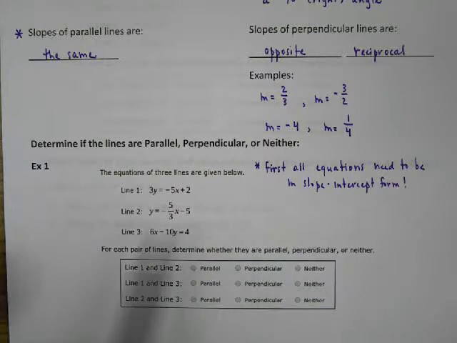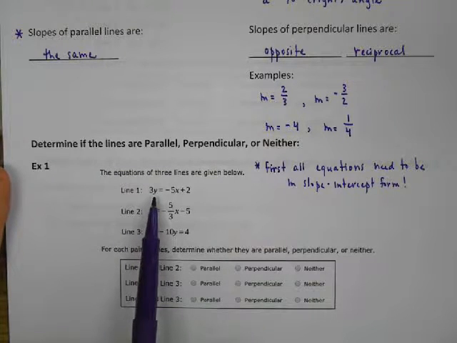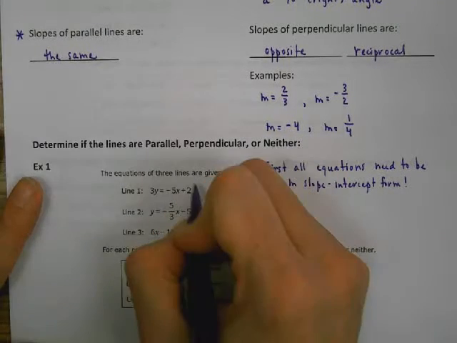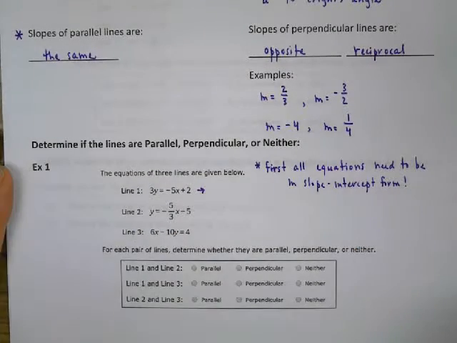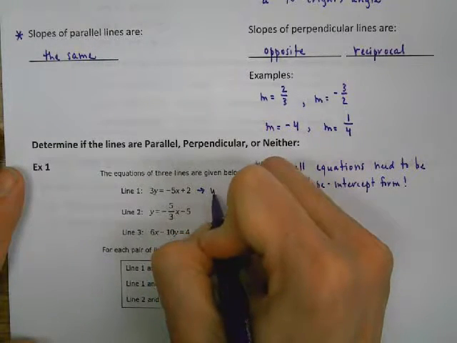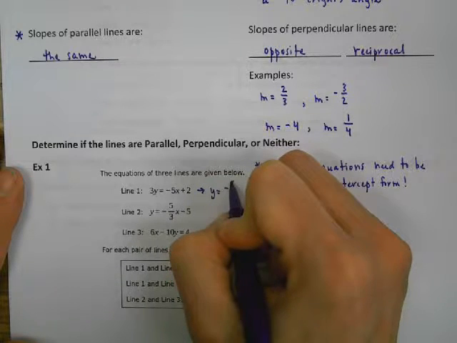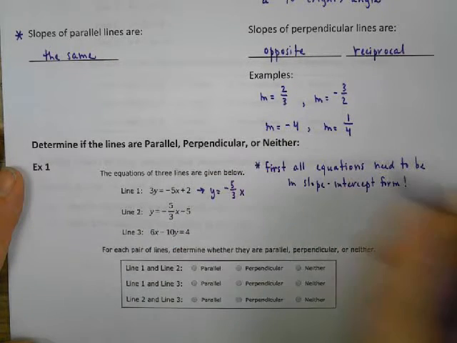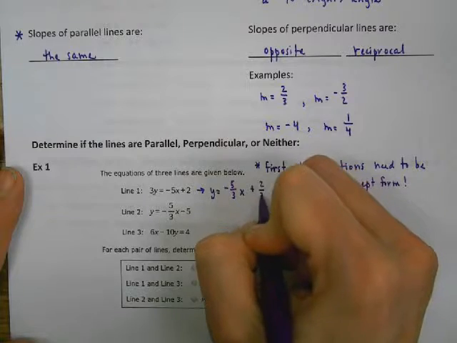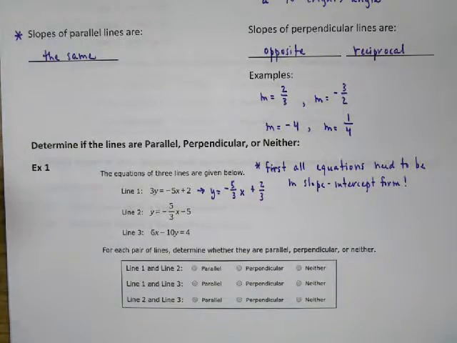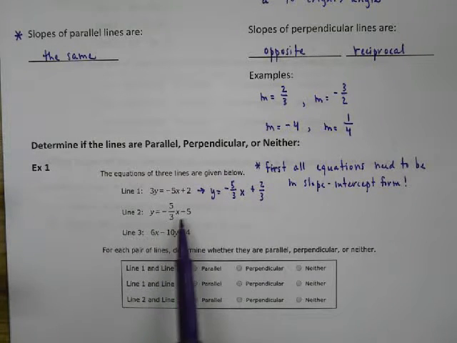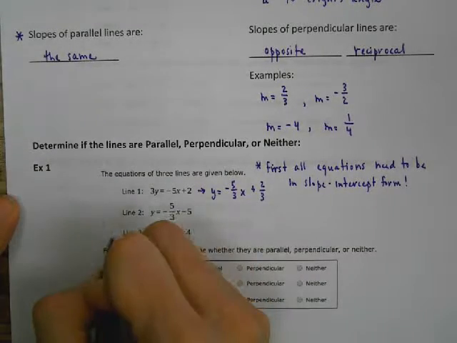So let's take a look at our examples. Number 1 isn't in slope-intercept form, although it's pretty close here. The only thing I need to do is divide everything by 3. So let's do that. I'm going to divide everything by 3. So I'm going to get y equals -5/3 x, and then I have plus 2/3. So there's my equation for line 1. Line 2 is already in slope-intercept form. Now, line 3, we have to do a little bit of work here.